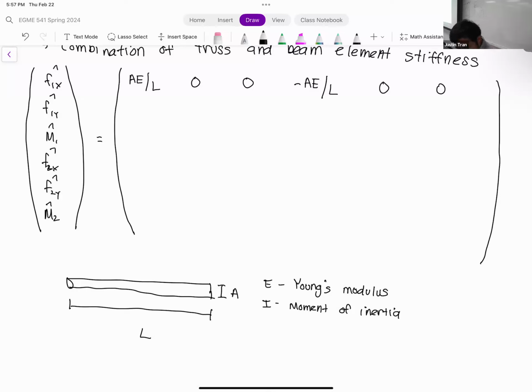Okay, second row. So we're going to start with the second column. So this is going to be 12 times EI over L cubed. Okay. So you can see here, this is kind of the beam part of the frame. So we have the moment of inertia being factored in, as well as the Young's modulus and the length. Okay. Next, we have 6 EI over L squared.